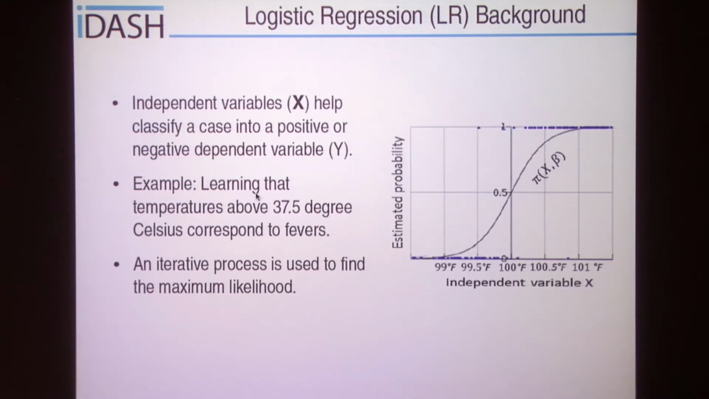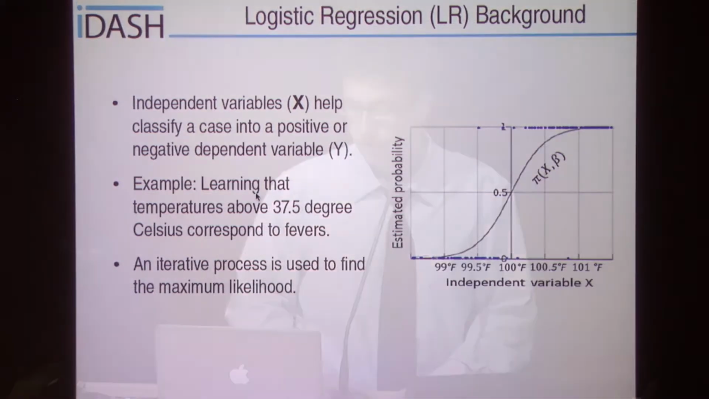We should start out with the background and describe what logistic regression is. Logistic regression is a mathematical model in which independent variables, let's call them X, help classify a case into a positive or negative dependent variable Y. It's best to understand this through an example. So we could go out and measure the temperature of a bunch of people. These people either have a fever or they don't.